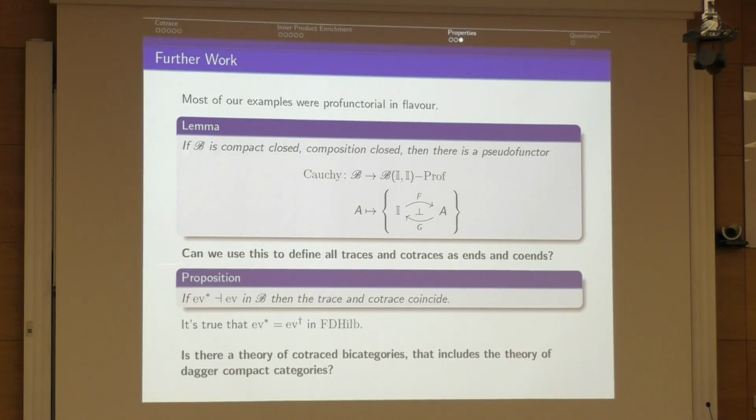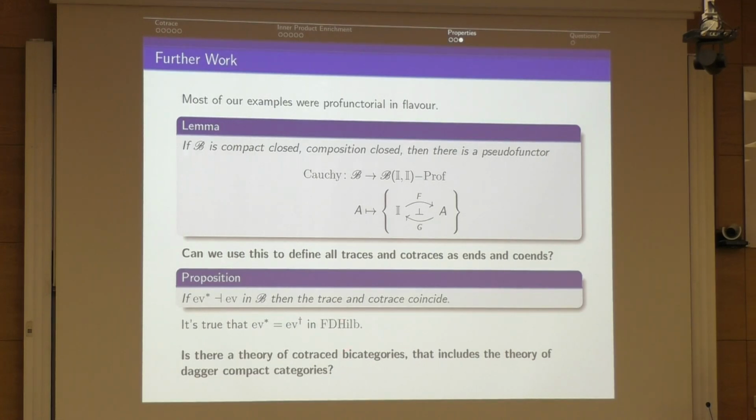And finally, a slightly broader question. It's true that in finite-dimensional Hilbert spaces, the dual of evaluation is also the adjoint of evaluation. If you have some setup where you've got a bicategory B, where the dual of evaluation is left adjoint to evaluation, then the trace and the cotrace end up being the same functor. And that maybe explains why in linear algebra you don't have a notion of cotrace, because the cotrace is the trace.